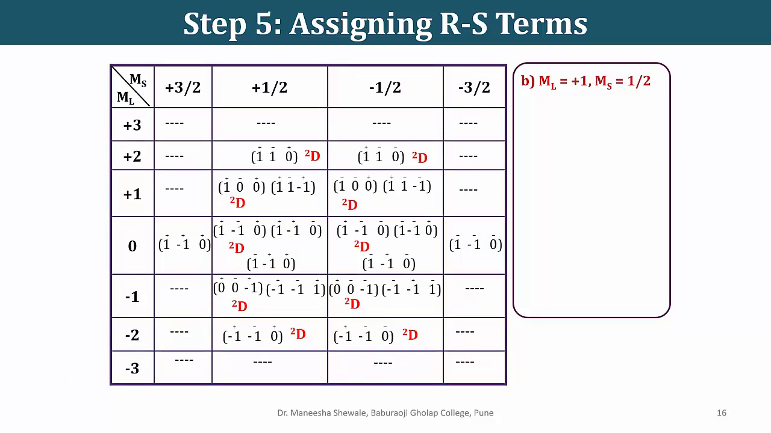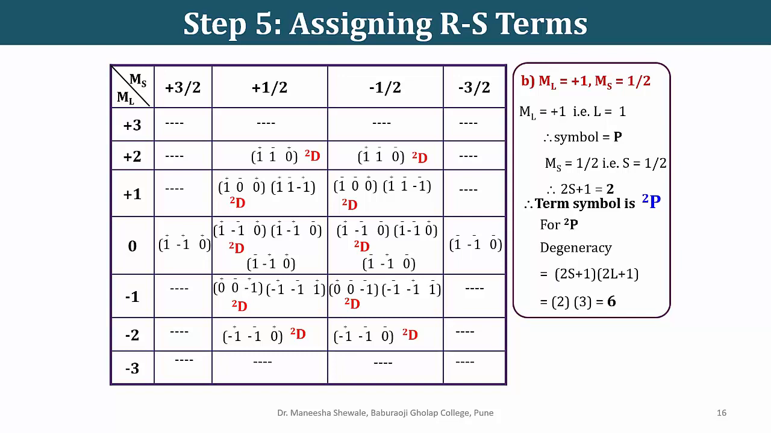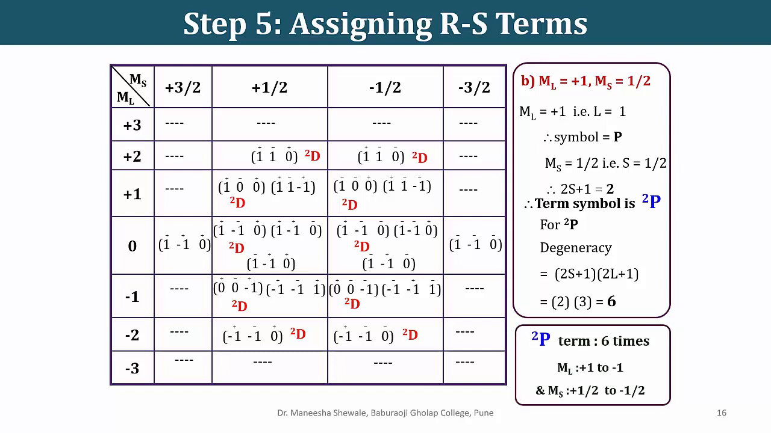When ml is 1 and ms is half, so L is 1, the symbol is P. As S is half, the spin multiplicity 2S plus 1 is 2. So the term symbol is doublet P. The degeneracy 2S plus 1 into 2L plus 1 is 2 into 3, which is 6. So the doublet P term appears 6 times in the table from ml plus 1 to minus 1 and ms plus half to minus half. So 3 and 3, 6.